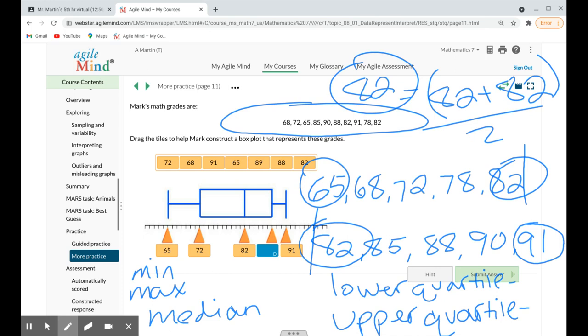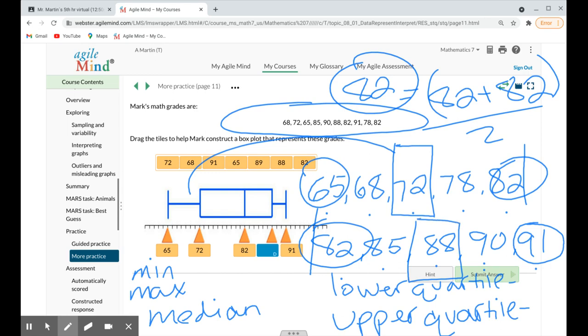Yeah. All right. Now, on the lower quartile, there's 5 numbers. 1, 2, 3, 4, 5. The middle of that is 72. So that's how I get my lower quartile. So the way I get my upper quartile, there's 1, 2, 3, 4, 5 numbers. So I go directly to the center and I get 88.